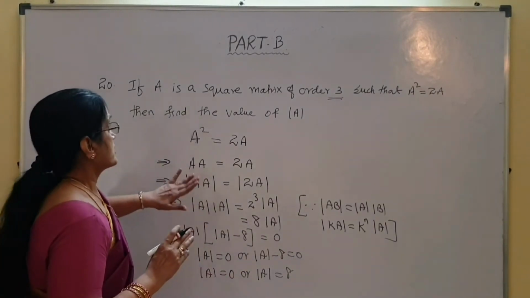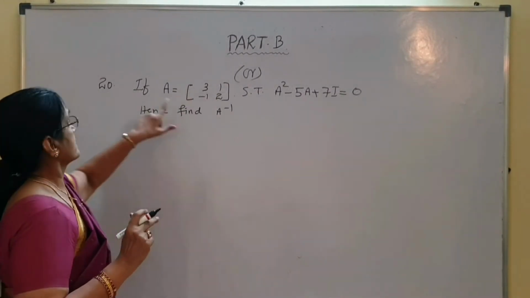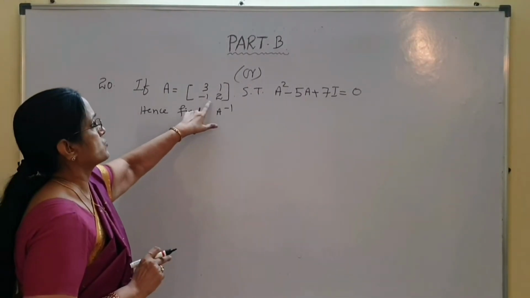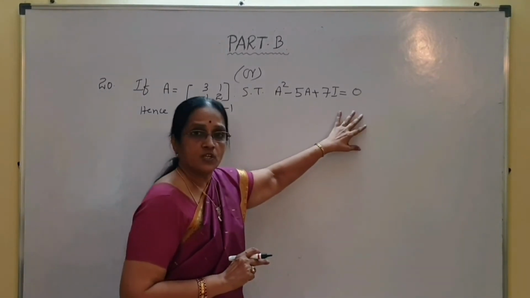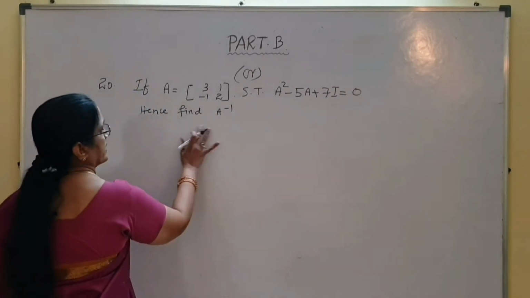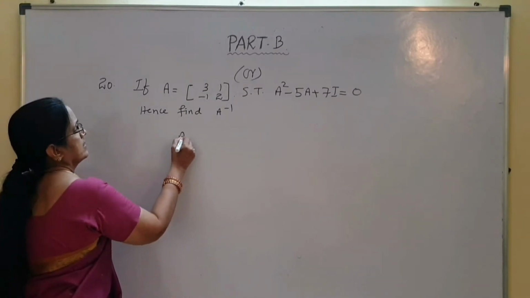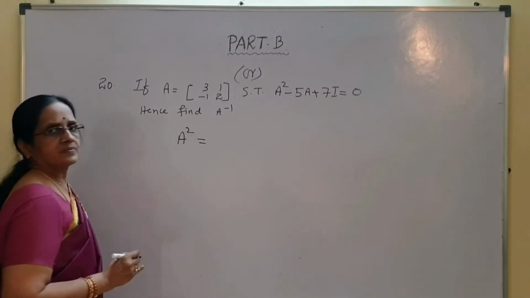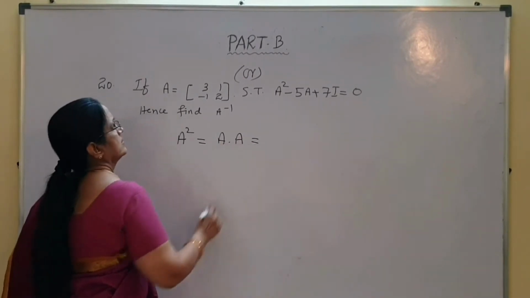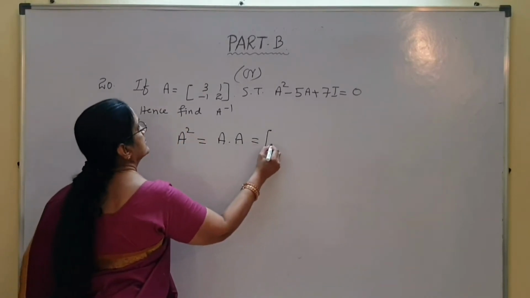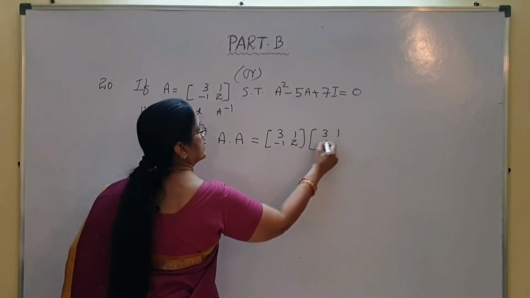Okay. Now, let us pass on to the choice question in the 20th question. The choice question here is, if A is the matrix 3, 1, minus 1, 2, show that A square minus 5A plus 7I is equal to 0 matrix. Hence, find A inverse. So, let's start doing this. First, let us find out what is A square. A square is nothing but A into A. What is the matrix A? 3, 1, minus 1, 2 into 3, 1, minus 1, 2.